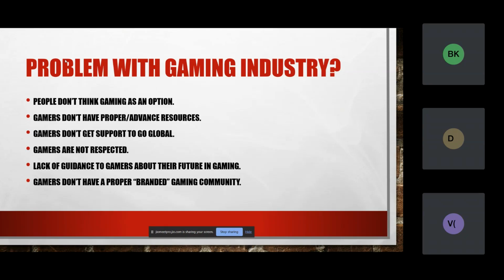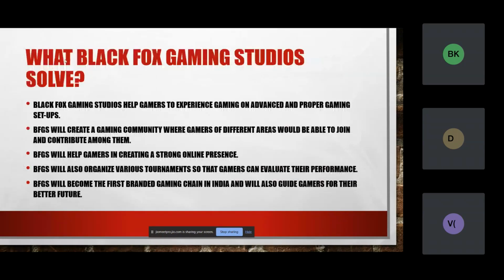That's the problem that arises. So we at Black Fox Gaming Studios are going to provide advanced resources as well as proper technology to gamers so that they can have the proper exposure and the things that they deserve in society. And what Black Fox Gaming Studios basically solves: our idea is to bring a chain of gaming centers to India in which we will inculcate all the basics.